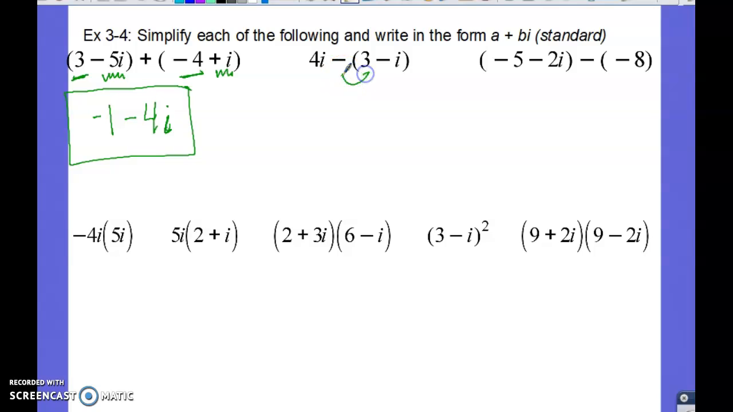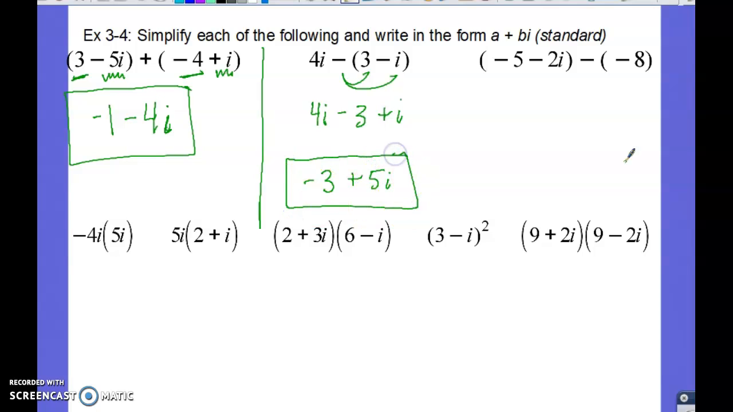So notice with this one, I need to distribute that negative in there. So this is really 4i minus 3 plus i, which would get me to the final answer. I like to write my real part first, by the way. So -3 plus 5i. And then I think this is pretty straightforward, but subtracting -8 turns into +8, and this is the real part. So -5 plus 8 is +3, and there's nothing to combine with that -2i.